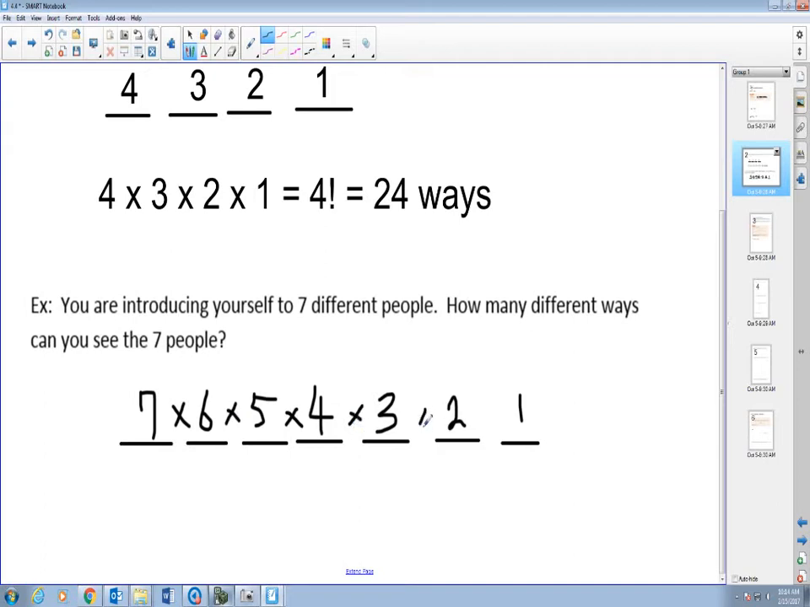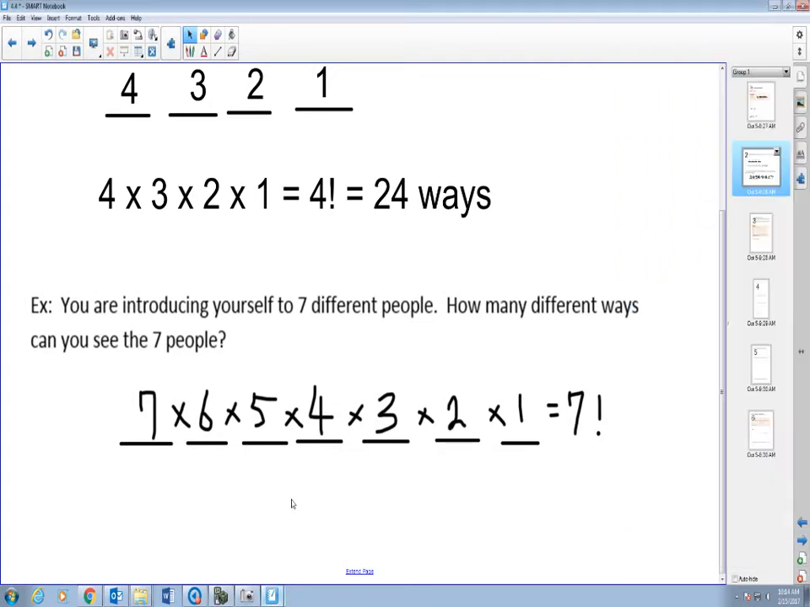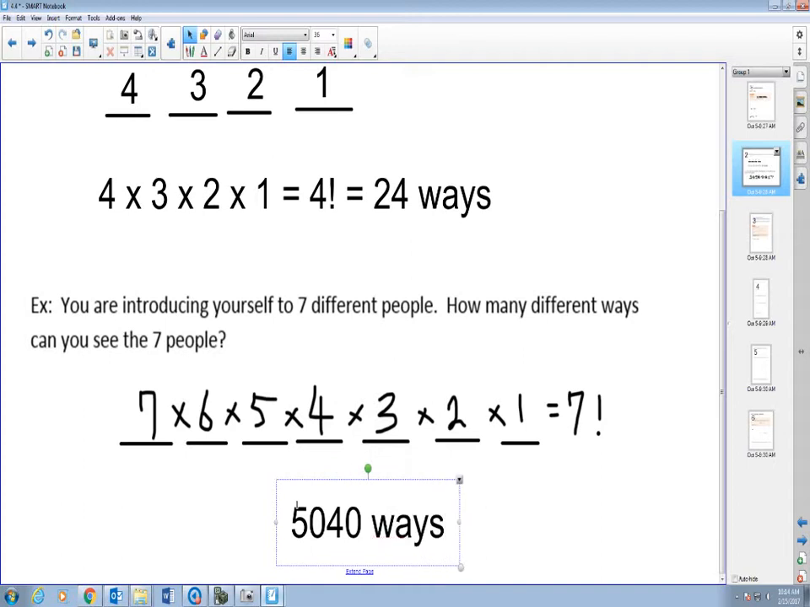So 7 times 6 times... this is basically your formula for factorial. So this is basically 7 factorial. So in my calculator, 7 factorial. That will tell me I got 5,040 different ways I can introduce myself to these 7 people. Okay, all right, let's call it factorials.